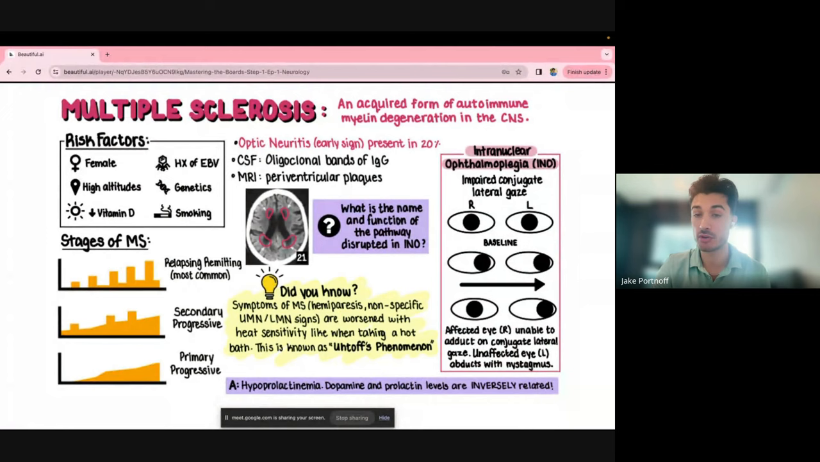If we think about Schwann cells, which myelinate our PNS, right? That's, you're going to be thinking your Guillain-Barré syndrome. Okay, guys, those are the really, really two key integrations there.